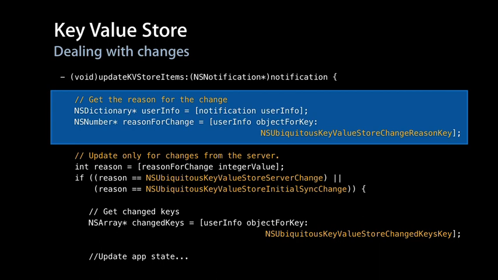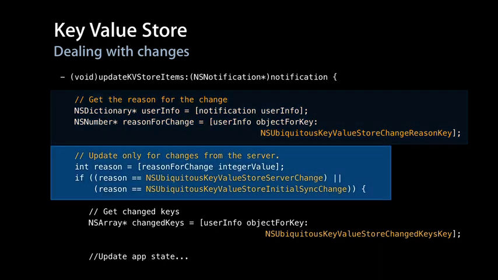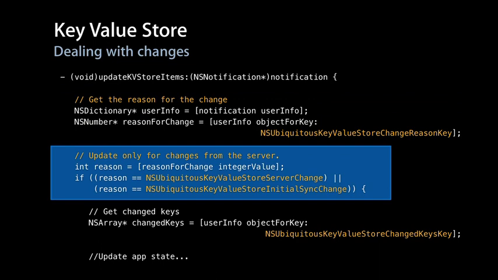Within this user info dictionary is going to be the reason for the change, basically the reason this notification was fired. You can find that out by asking for the object for key for the NSUbiquitousKeyValueStoreChangeReasonKey. Now the only reason that you want to update your local state is if you've had a change come in from the server or a change come in as a result of an initial sync. And you can pick up each of these via the server change and the initial sync change keys.